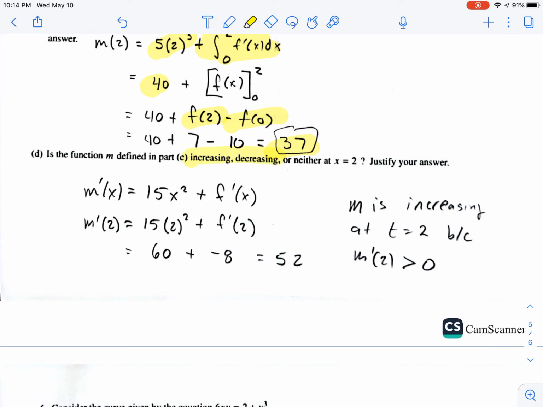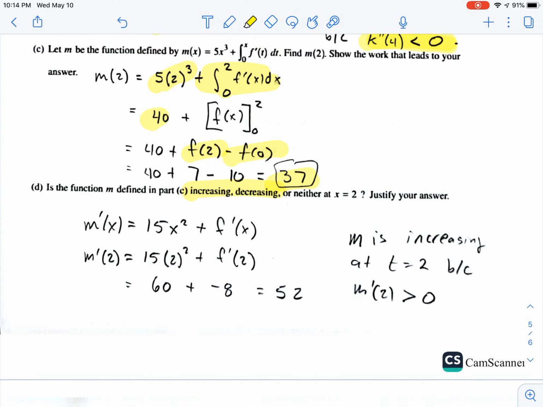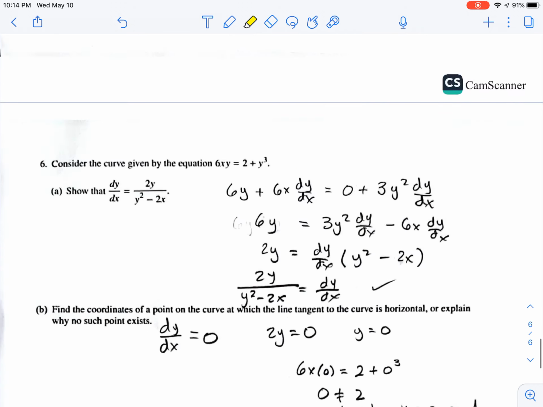Next question asks you whether your value at 2 is increasing or decreasing. So we need to look at the derivative to tell us whether the derivative is positive or negative. And so we find the derivative of m. You take the derivative of the 5x cubed just like you normally would with the power rule, and then you use the second fundamental theorem to find the derivative of that integral defined function part, and that's just going to be f prime of x, and then you plug in 2 and you should get 52, so therefore m is increasing because m prime is greater than 0.